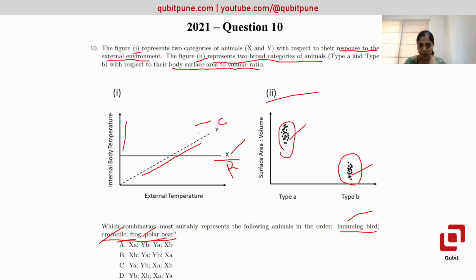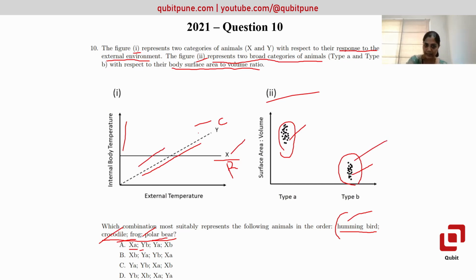So if we want to now understand this concept, we can match the options. Let's see each option. So XA, that is the hummingbird case that we are discussing. Hummingbird X, yes, it's a regulator, and A, it falls in the A group. That is correct surface area wise. Then Y, next is a crocodile, which is a conformer, and which has a bigger surface area, meaning it's a large kind of animal.